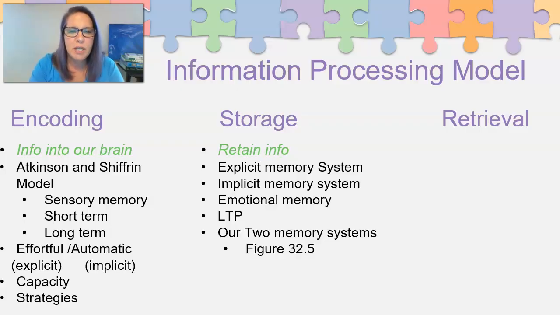When we talk about storage, we're going to talk about how we retain this information. So we'll talk about a couple of different memory systems, explicit and implicit. We'll talk about emotional memory. We'll talk about long-term potentiation. And then we'll talk about our two memory systems.